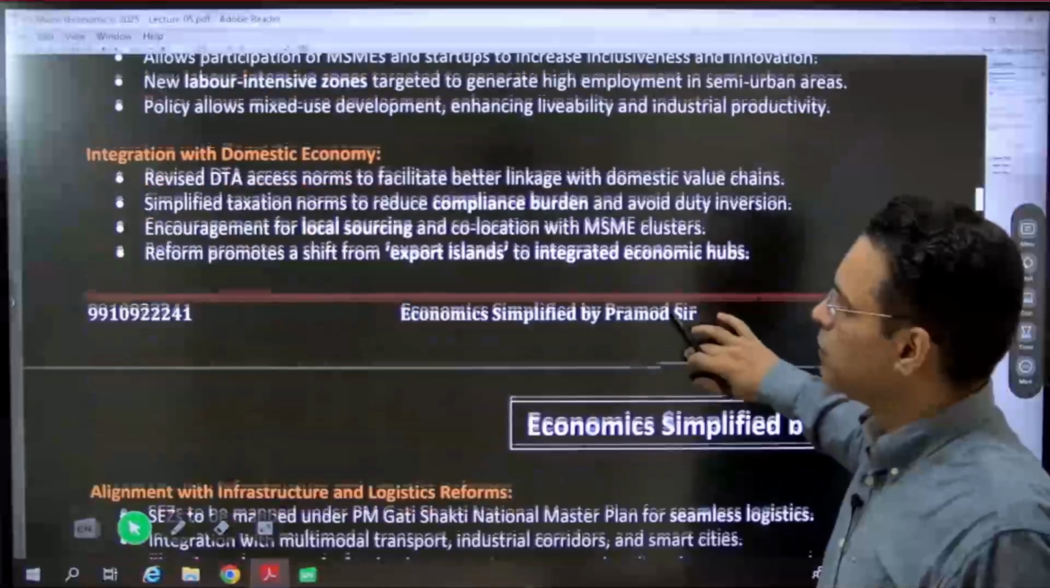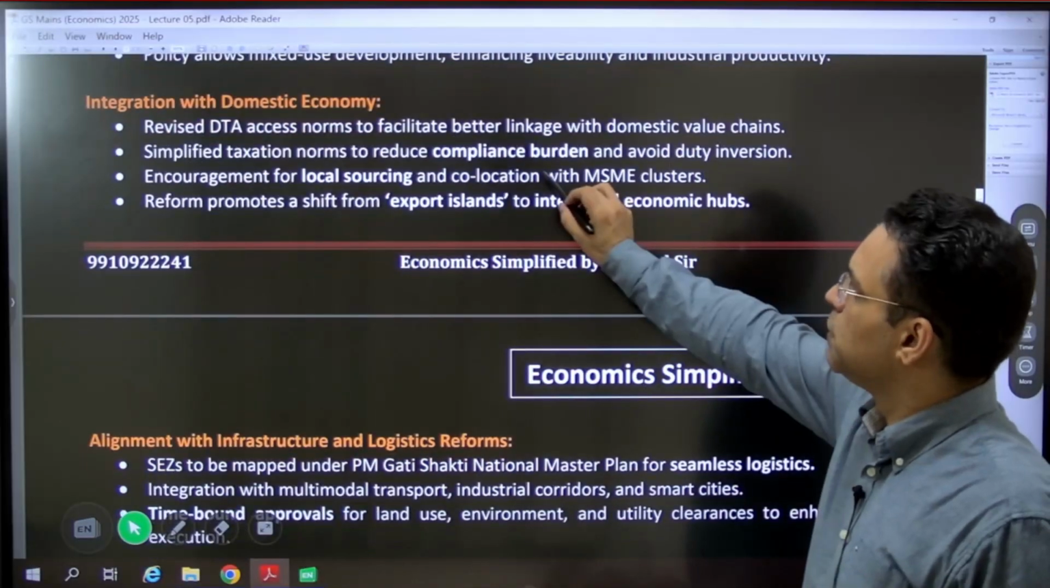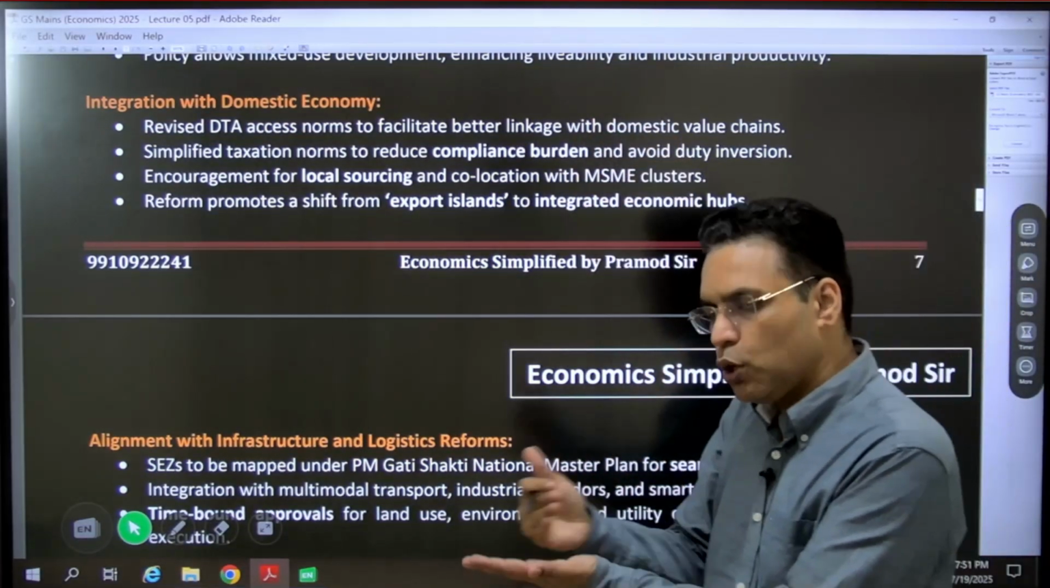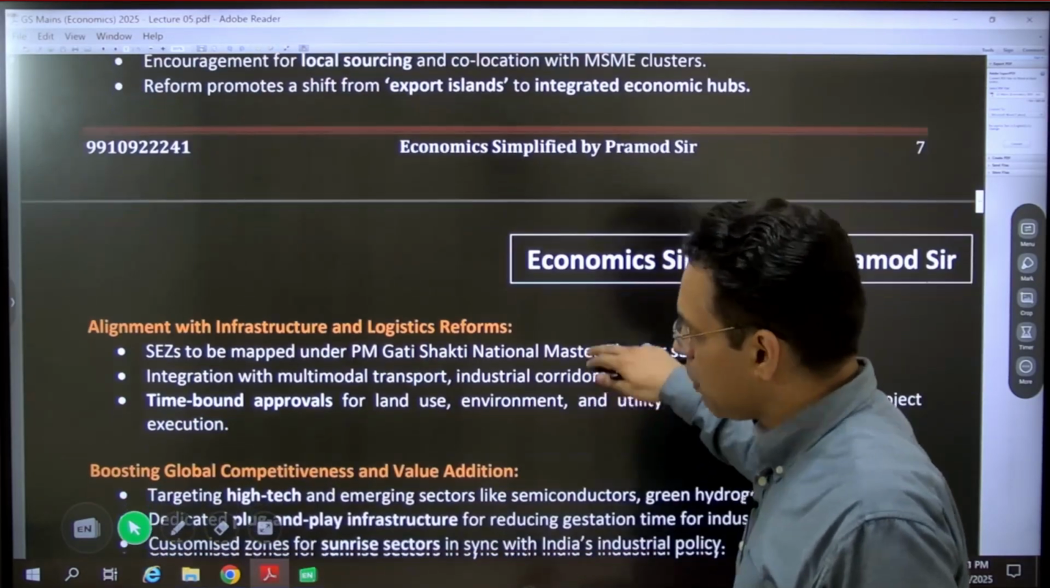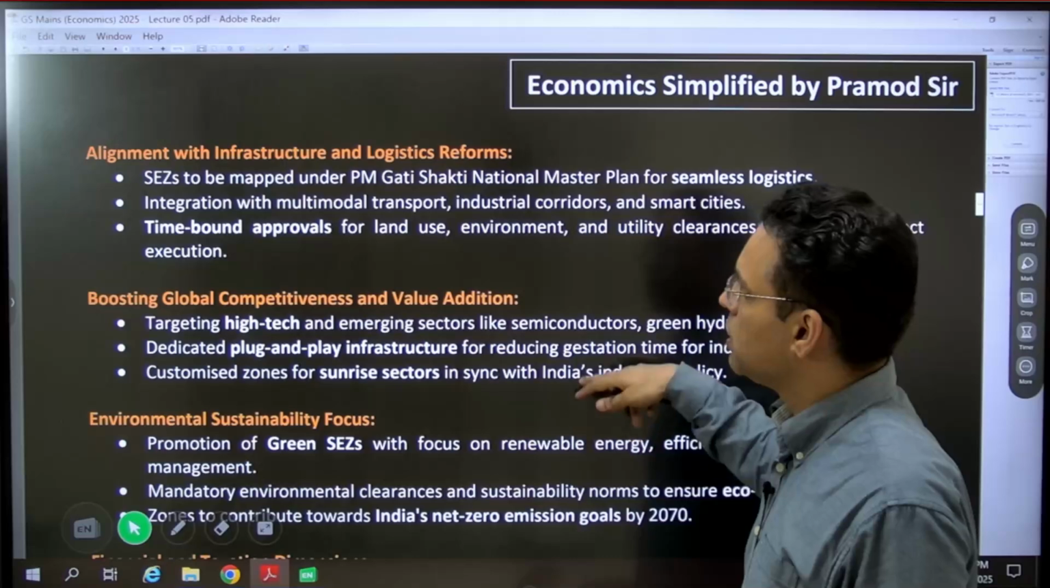Integration with domestic economy, compliance burden. अभी क्या SEZ हमारे domestic economy को बहुत benefit नहीं दे पा रहा है, and that is where integration is needed. तो इस टॉपिक को बहुत अच्छे से देख लीजिएगा. The pointers are very much there.